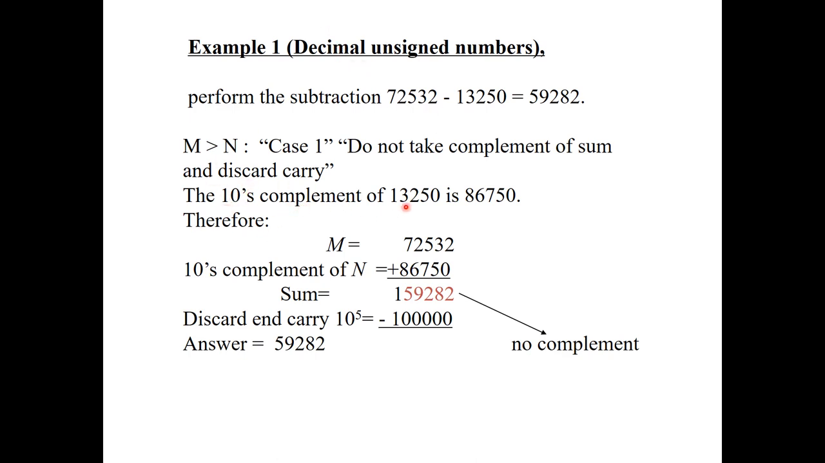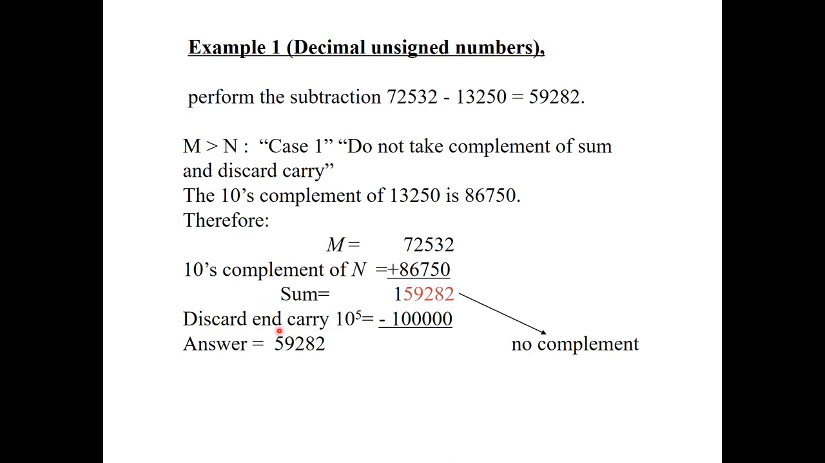The 10's complement of 13,250 is obtained by subtracting it from 10 to the power 5, which is 100,000, giving 86,750. Therefore, m is 72,532 and the 10's complement of n is 86,750. The summation here is 159,282. And you discard the carry. Since we only have 5 digits here, we keep the 5 digits, discard the carry, and we don't take any complement. So our result is 59,282.